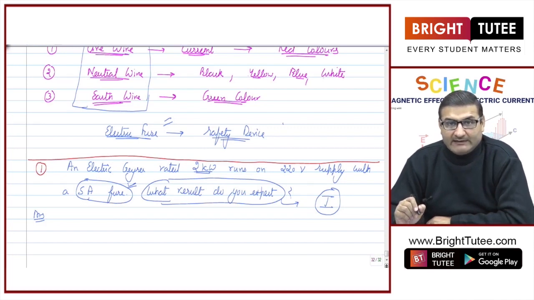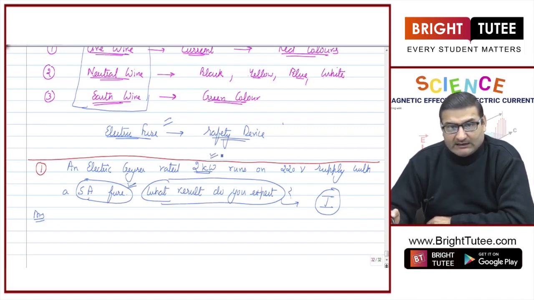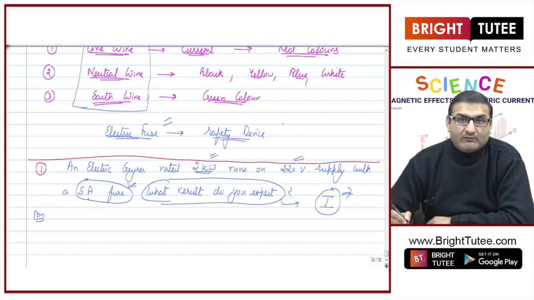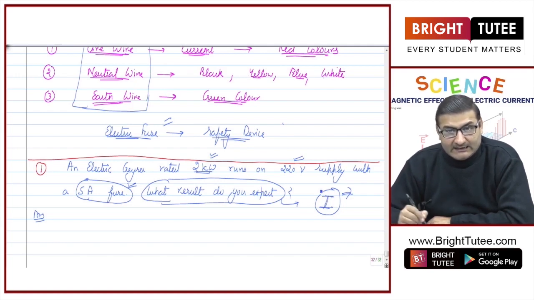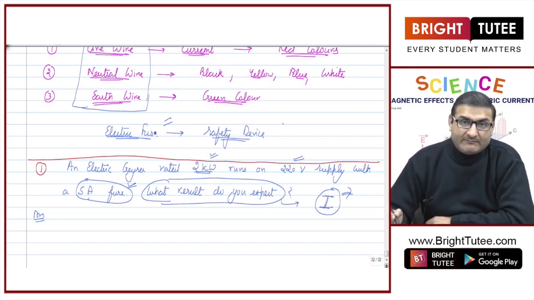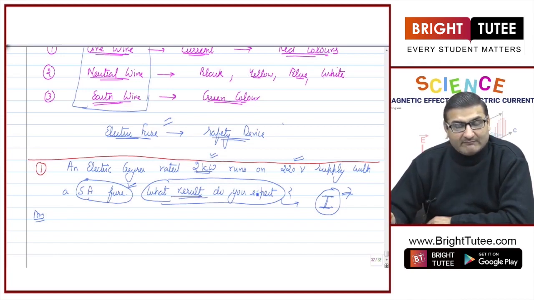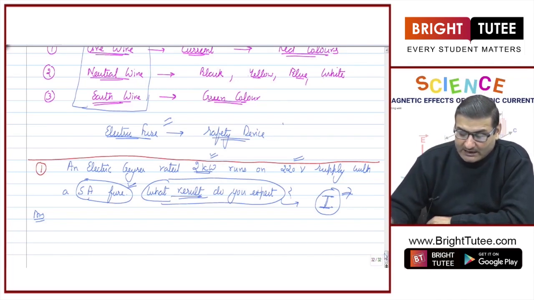So I will calculate how much current is needed to run this 2 kilowatt appliance at 220 volt. If that current is below 5 ampere, then this fuse is going to hold. But if the amount of current needed is more, and I attach this appliance to this 5 ampere fuse, the fuse is not going to hold, it will blow off. That is what the examiner is asking, what result do you expect? Whether the fuse will hold or it will blow off. So let us see in this particular question how to relate it.